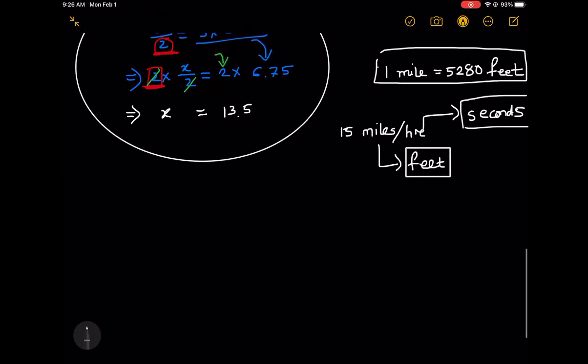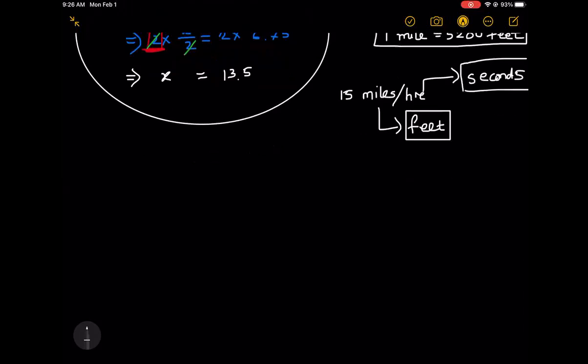Okay, so we have 15 miles. So what you can do when we are setting up the equation, we can do two things. Either of these two. We can keep every unit miles per hour, I mean, both sides we can keep it miles per hour, or we can convert it to feet per second.